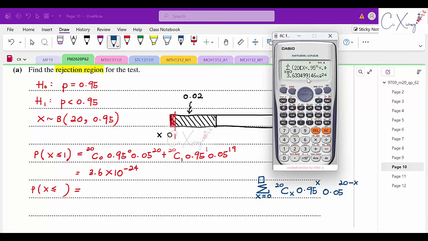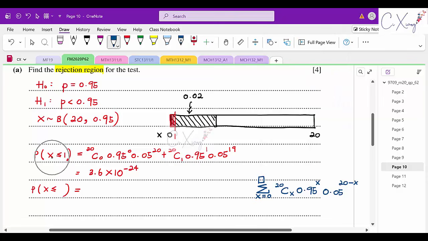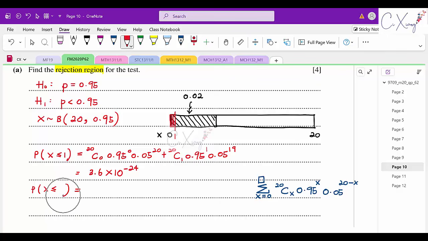Let's continue further. Like what I told you just now, since I know that x smaller equals to 1 has a super small area compared with 0.02, to try and error the value, you can try a bigger number for x. So maybe now I want to put it as x smaller equals to 11.